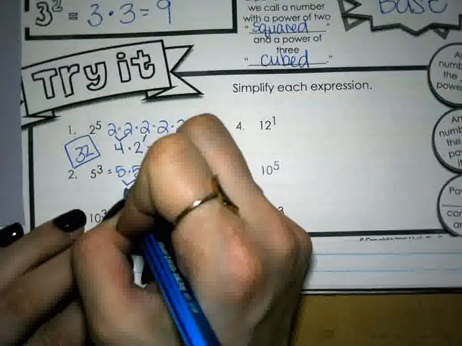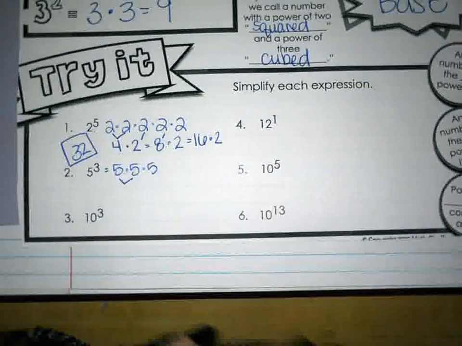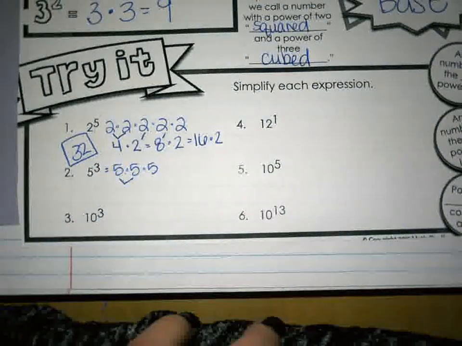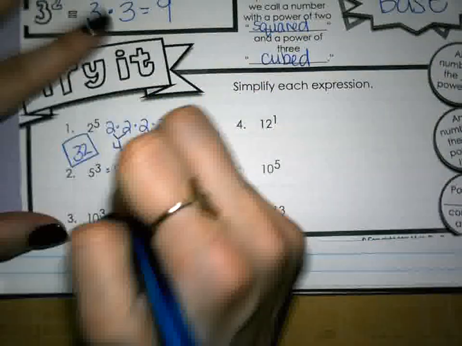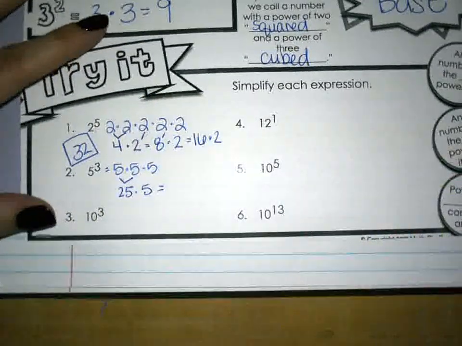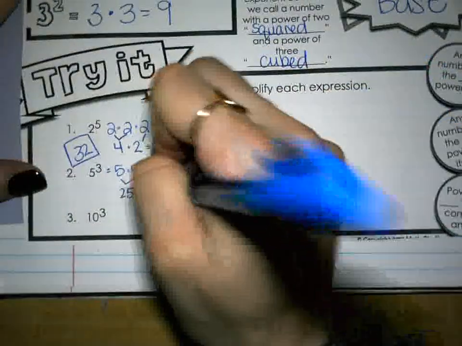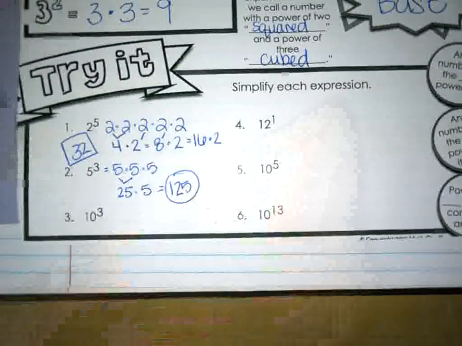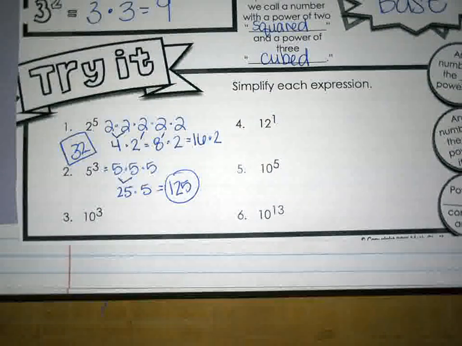So 5 times 5 is what? Okay, what does 5 times 5 mean? 25. Thank you. And 25 times 5 is what? You should have hopefully told me 125.